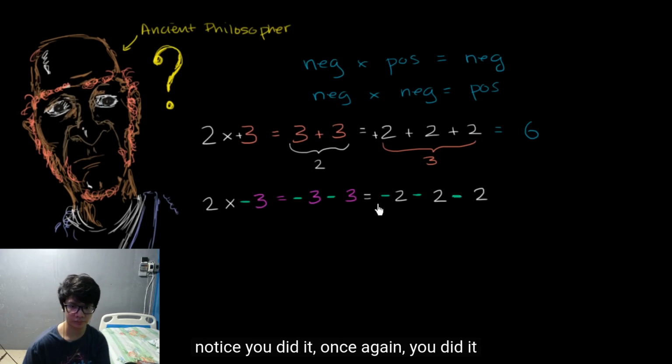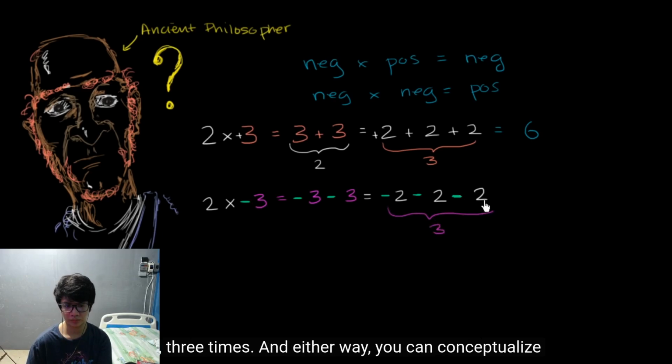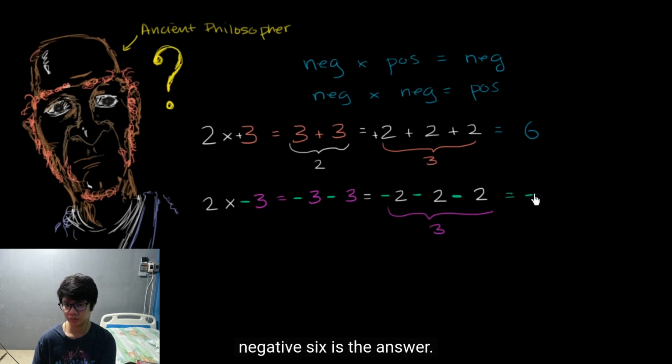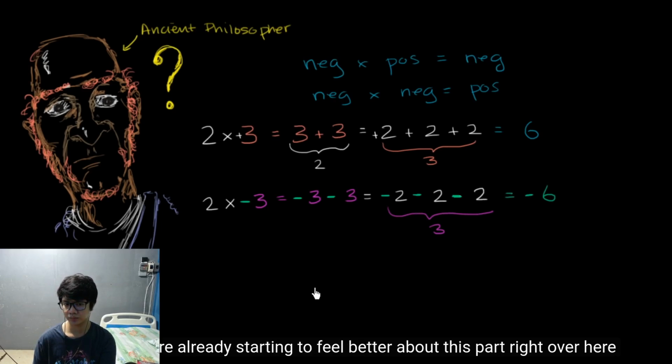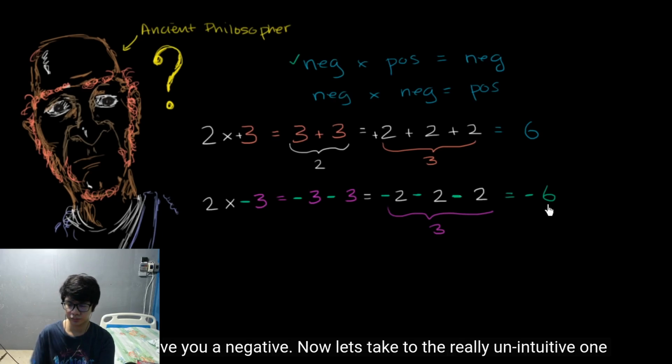And notice, once again, you did it 3 times. So this was a -3. Essentially, you are subtracting 2 3 times. And either way you conceptualize it, you are going to get -6 as the answer. Now, you're already starting to feel good about this part. Negative times a positive, or a positive times a negative, give you a negative.